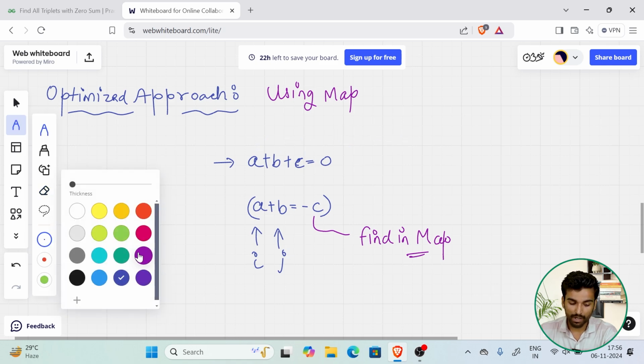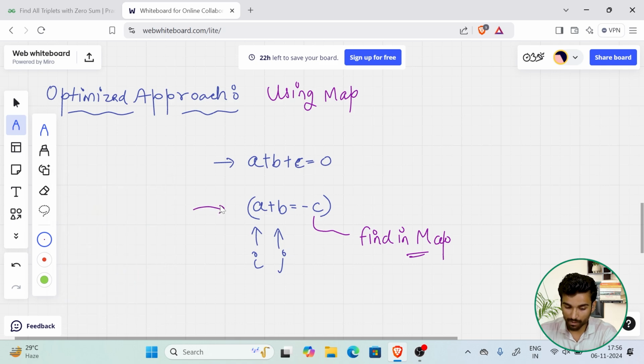So here what we can do, we can modify this equation, because suppose I take this c and make it to the right side of the equation. Okay, so we can just simply keep a plus b on the left side of the equation, and I am just putting minus c on the right side. So if I move my c to the right side, then my equation will look like this, that is a plus b equals to minus c, right?